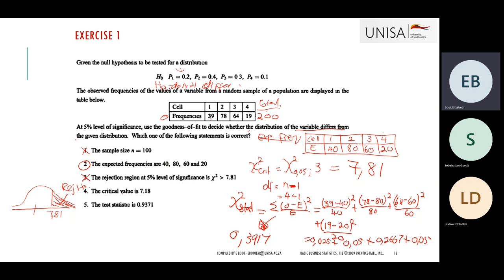Statement number four says the critical value is 7.18. We know that the critical value is 7.81. So they moved around the 8 and 1. If you don't pay attention, you will think that is the right one, but that is not the correct one. And the last one, the test statistic is 0.9371. You can see they also moved around the values. So the only correct answer here is option number 2.